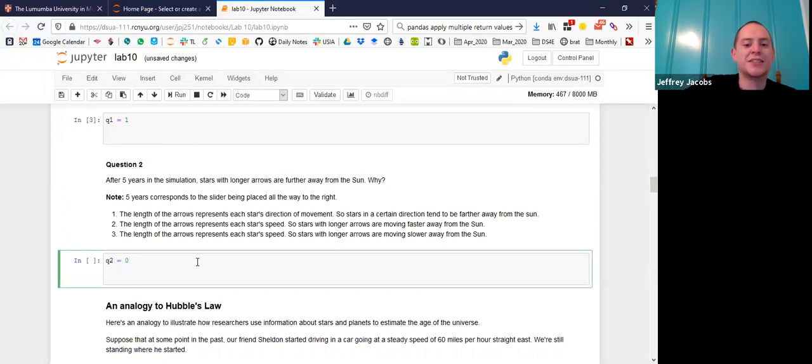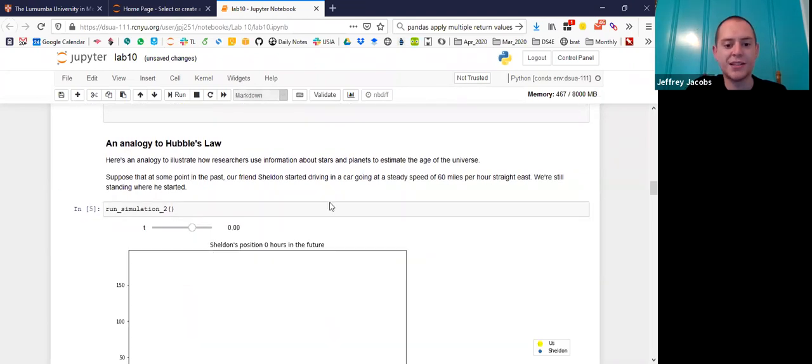I don't really understand the other two that much. Number one we can throw out because we know the length of the arrows does not represent the direction of movement. The direction of movement is based on where the arrow is pointing, right? If it's pointing this way, the star is moving in that direction, whereas the arrow length is the speed at which it's moving. So we narrow it down to 2 and 3, and then we know that a longer arrow means traveling faster, right? So the only one that makes sense is 2.